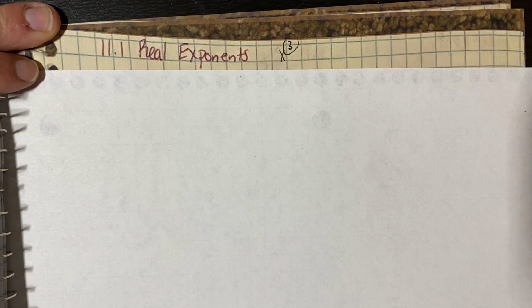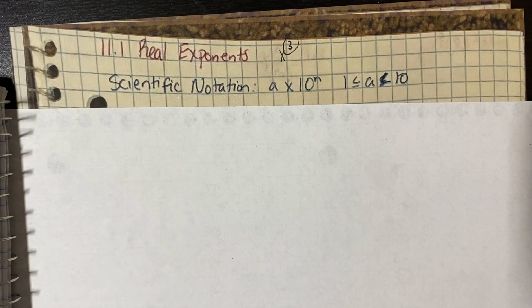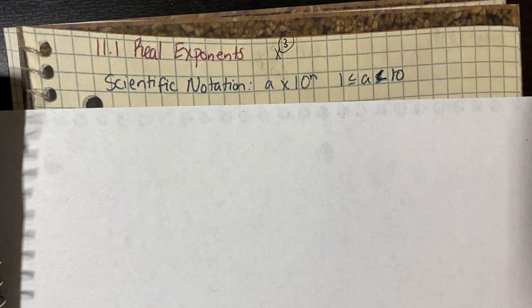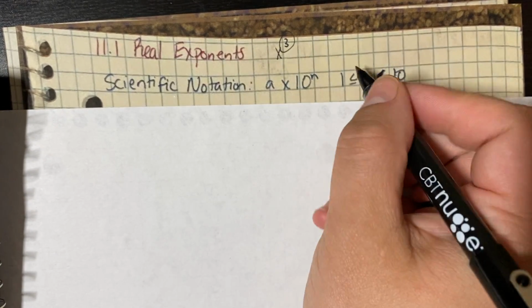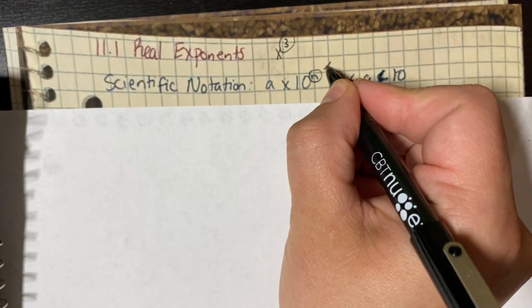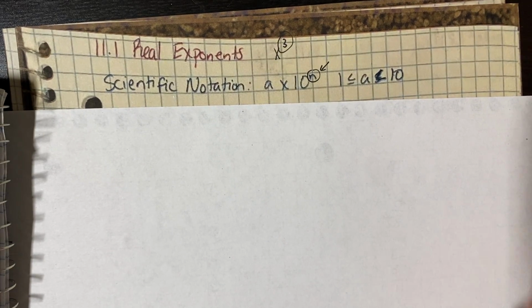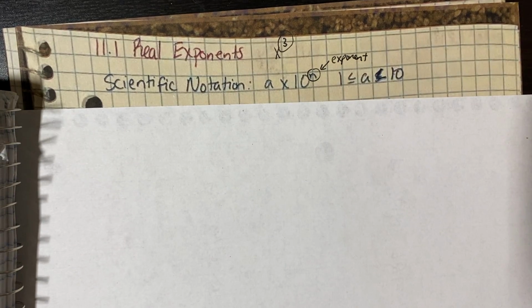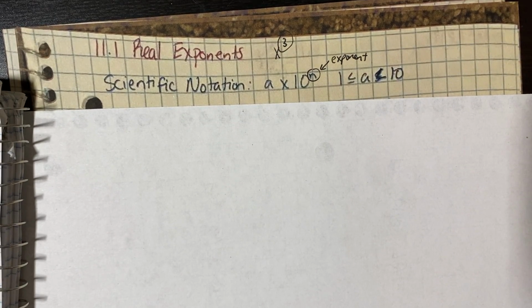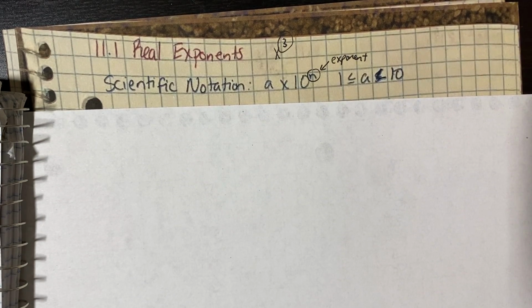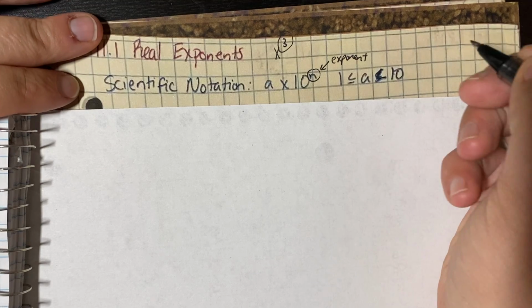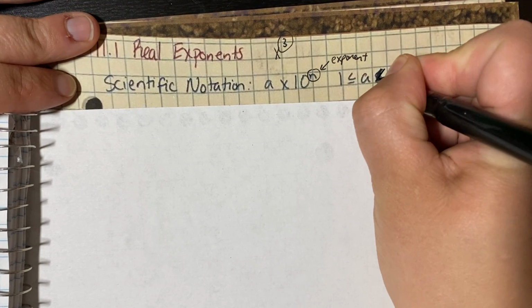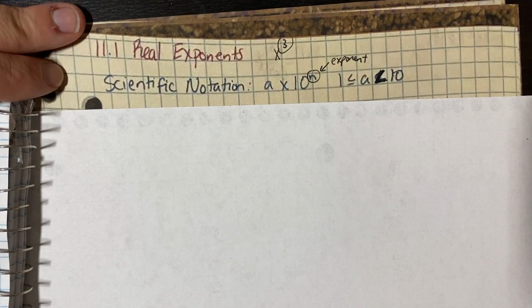Okay. The first thing we're going to talk about is scientific notation, which is a very common use of exponents. This n up here, this is where we're going to see our exponent. Okay, that'll be some number. And then that a is going to be a number between 1 and less than 10. Okay, so this is our less than symbol.